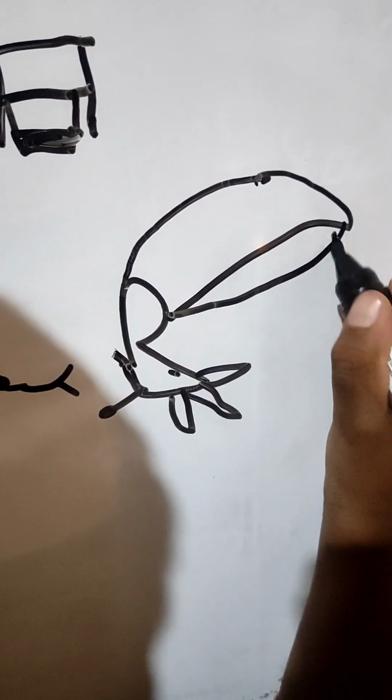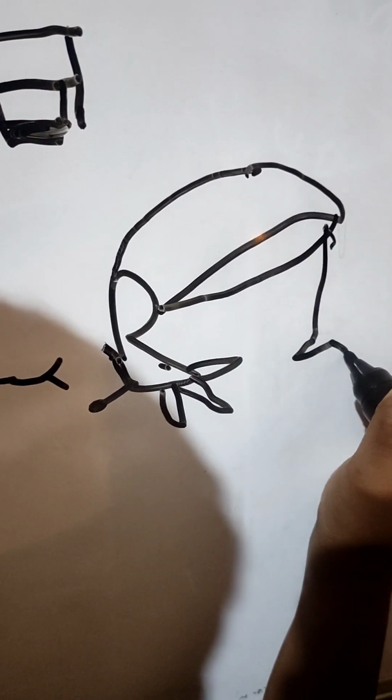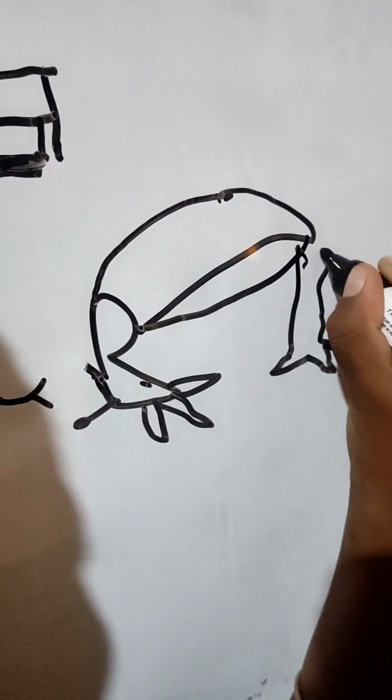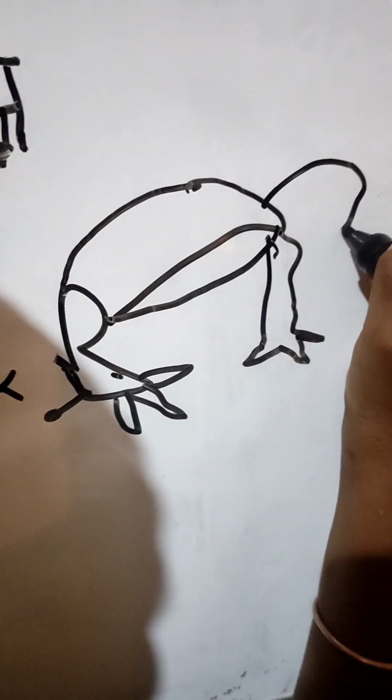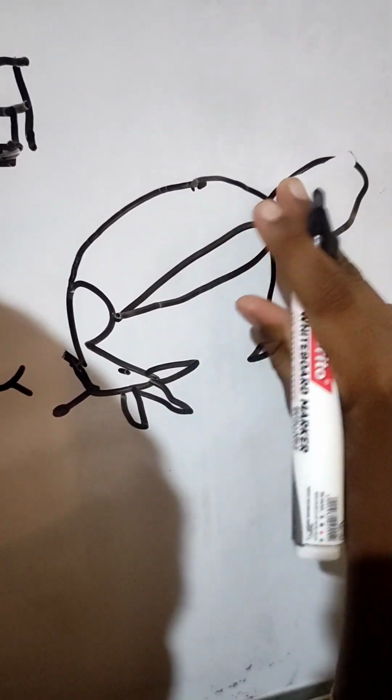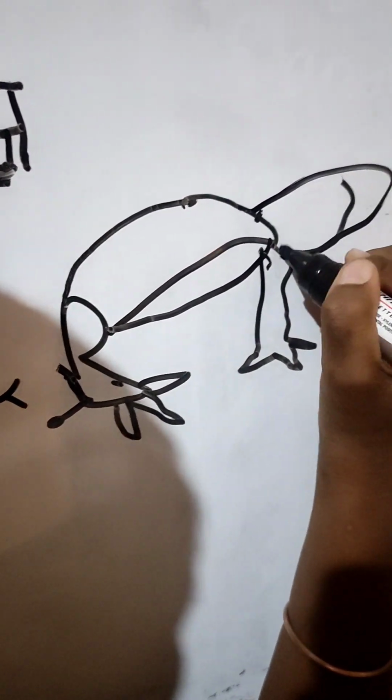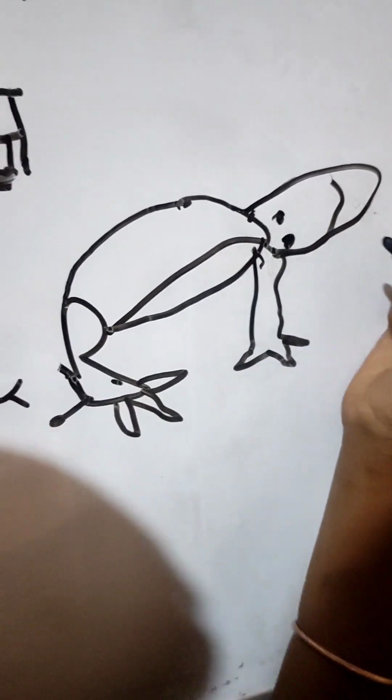You can draw this. This is a big drawing. If you know, you can do it. Okay. Wait, the head should be like this. The frog.